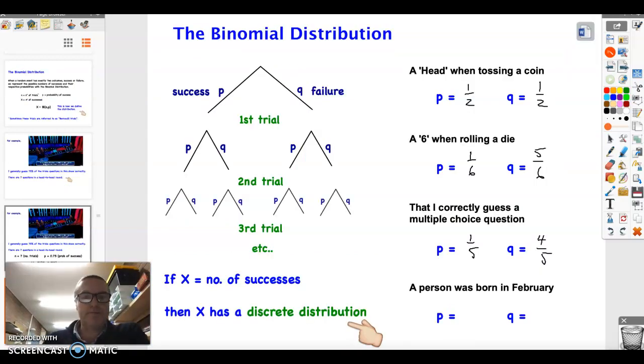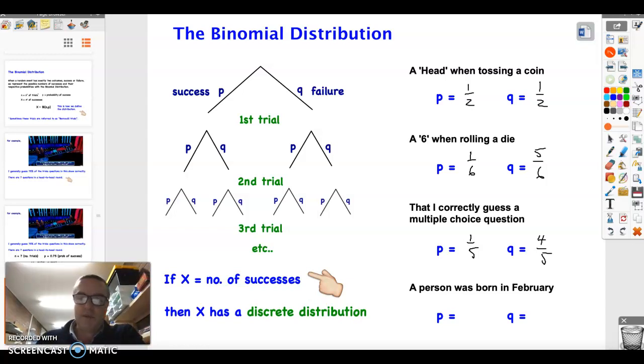The binomial distribution can easily be represented with a tree diagram, particularly if the number of trials is fairly small. So the first trial will either be a success or a failure, and then given the result of the first trial, the second trial could also be a success or a failure, and so we get this ongoing probability tree. If I'm interested in how many successes I have in a certain number of trials, that's going to be a discrete quantity. And so really the binomial distribution is one type of discrete distribution, of which we already know the theory.